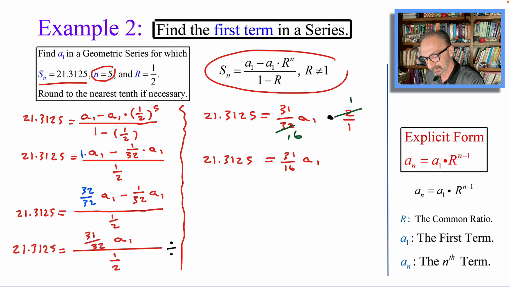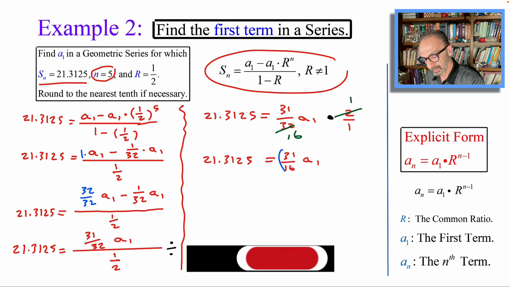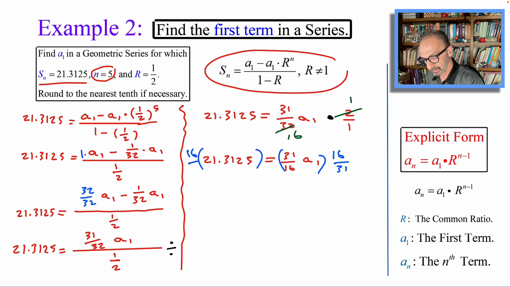Multiplying both sides by 16 over 31 to leave A sub 1 alone. On the right side, I could see this cancels and this cancels, so it's like 1 over 1 of A sub 1. So the right hand side is A sub 1, and the left hand side, you could think of this as over 1 and use a calculator to multiply 16 times 21.3125 divided by 31. The answer is 11.